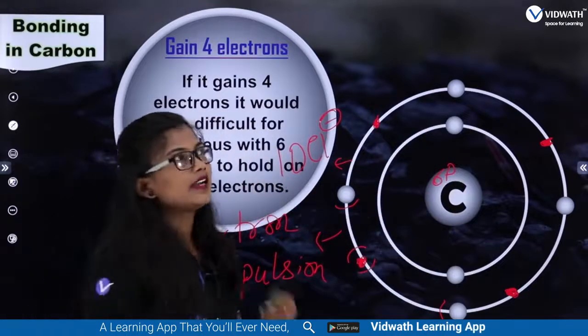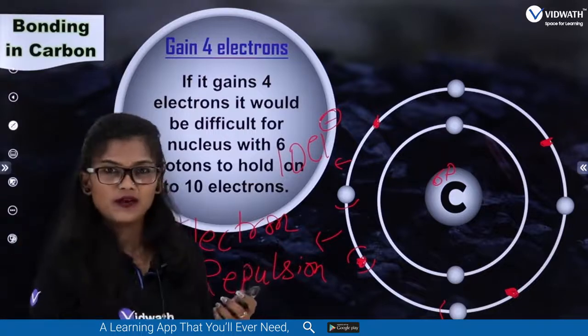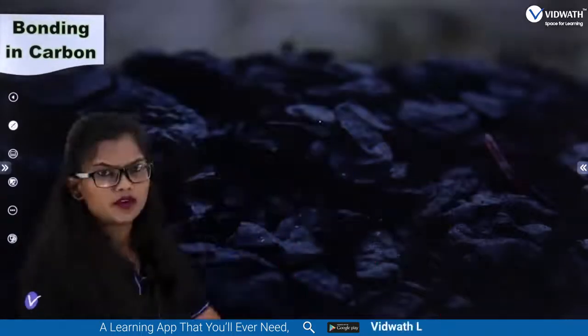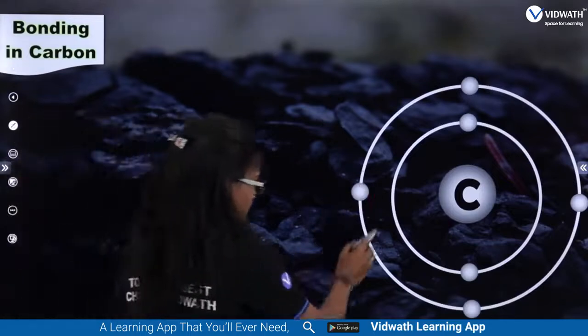Clear? So now let's see. It feels that carbon felt it's a bad idea to attain stability by gaining 4 electrons. So now let's see the next possibility, that is losing 4 electrons. So what happens when it loses 4 electrons?